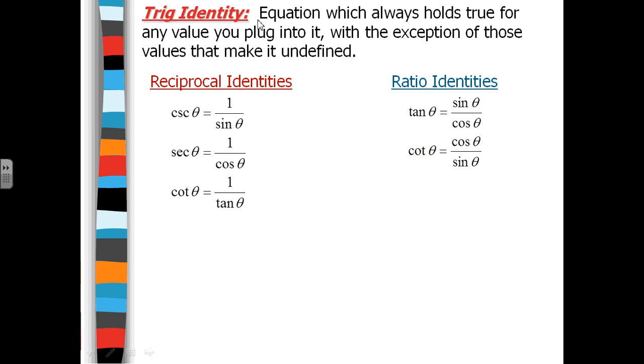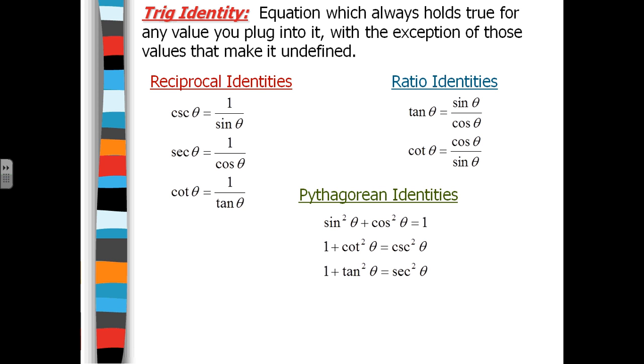So the next 3 identities you may not be aware of, but now you will. All right, so they are the Pythagorean identities. The first one is that sine squared plus cosine squared is equal to 1. And I will not let you leave my class without knowing that. Okay, so sine squared plus cosine squared is equal to 1. 1 plus cotangent squared is equal to cosecant squared. And lastly, 1 plus tangent squared is equal to secant squared.